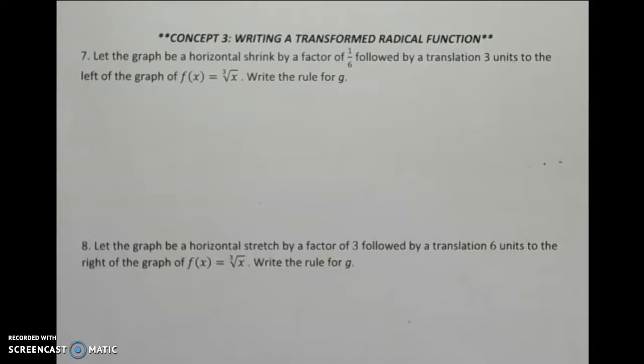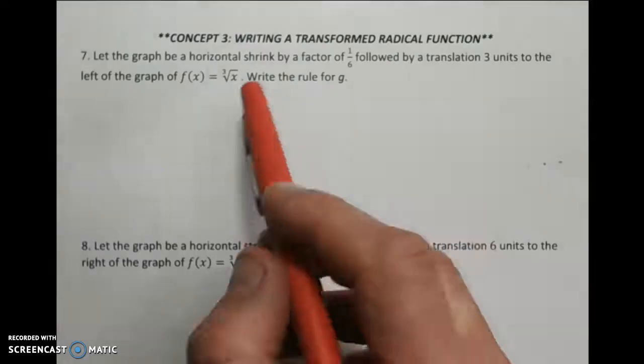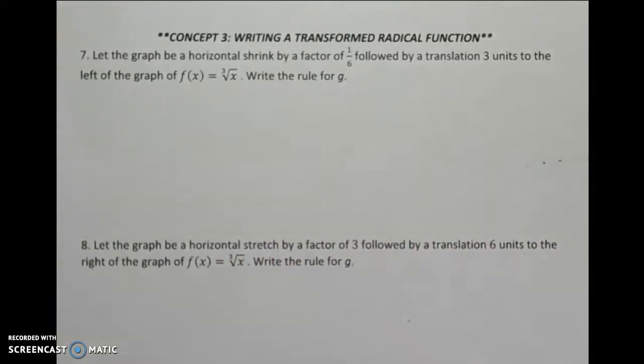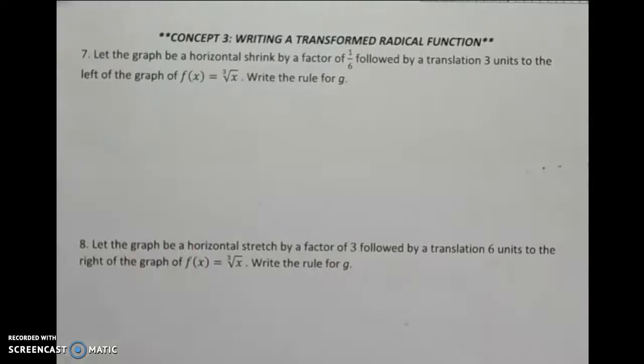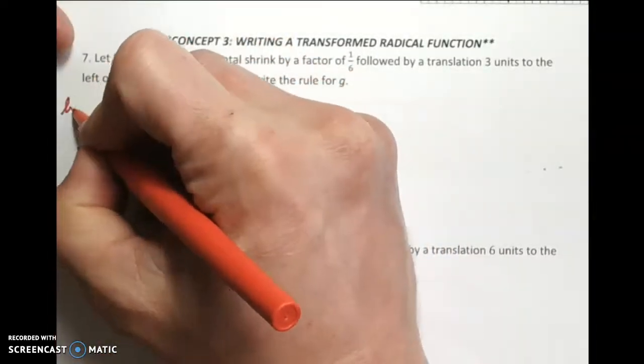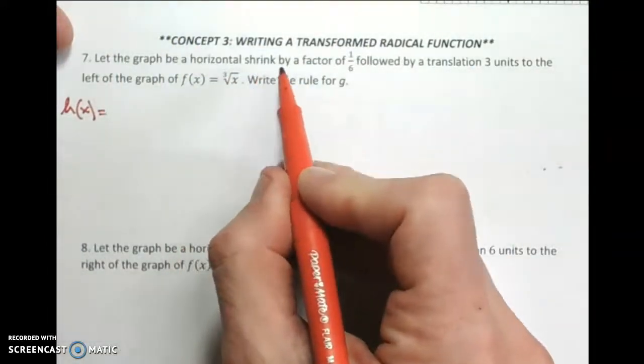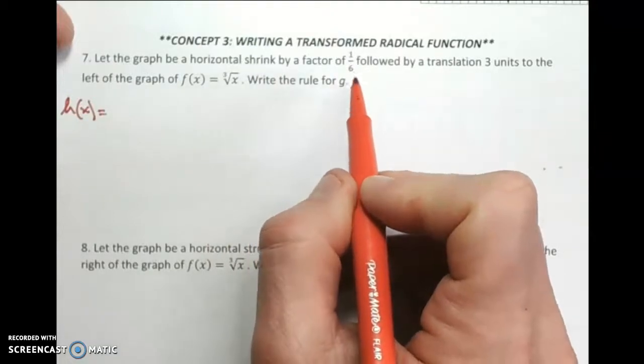So number 7 says, let the graph be a horizontal shrink by a factor of 6, followed by a transformation 3 units to the left of the graph of f of x equals the cubed root of x. And that's our standard parent function. And then we're going to write a new rule for g. But because it says followed, I'm going to make it 2 steps. So I'm going to start with the first step, h of x. And this is a horizontal shrink by a factor of 1/6.